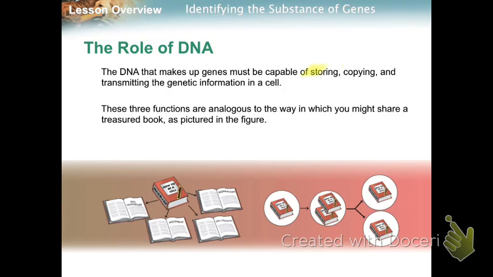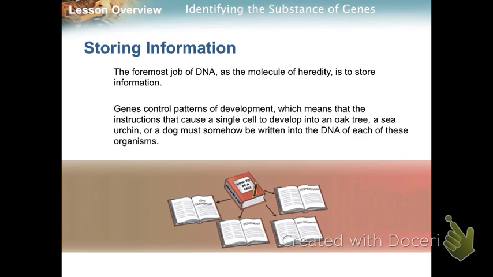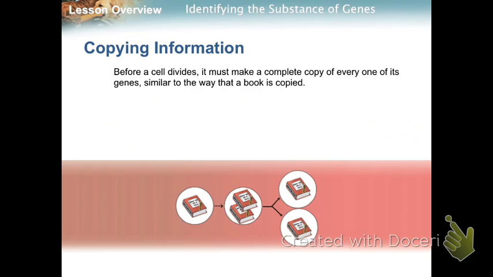DNA has to be able to store, copy, and transmit genetic information in a cell. The analogy that we're using here is how you would share a book. Genes control patterns of development. They're an instruction manual to develop all living things. They have to be written into the DNA, these instructions. Before a cell divides, as we learned last semester, it has to make a complete copy of every one of its genes, similar to the way a book is copied.